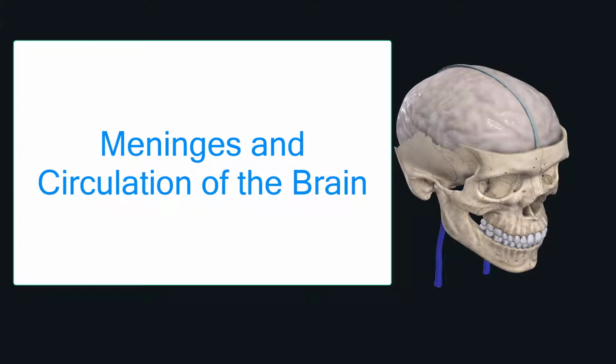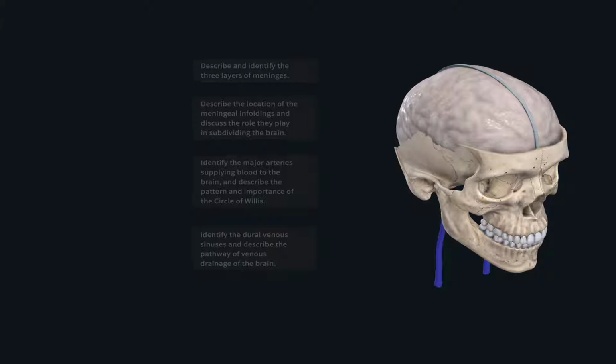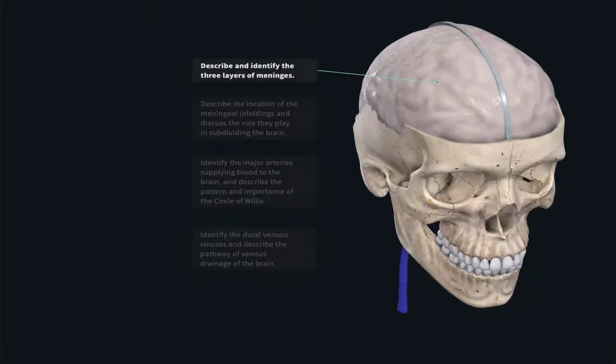In this lecture, I will be going over the meninges and circulation of the brain. At the end of this lecture, you will be able to describe and identify the 3 layers of meninges.